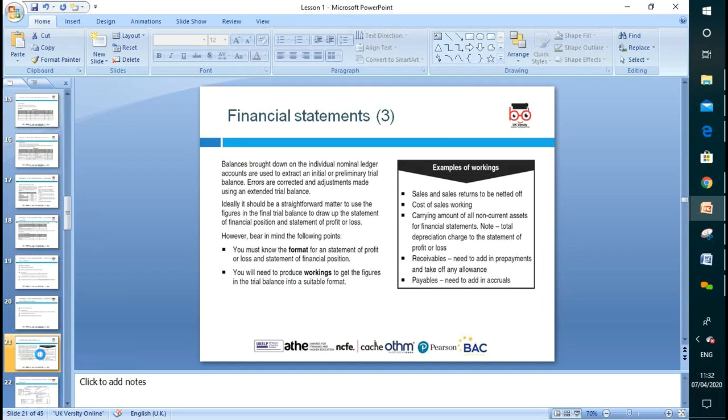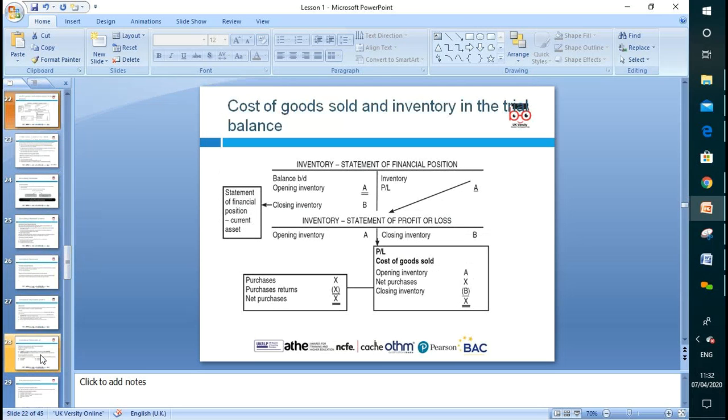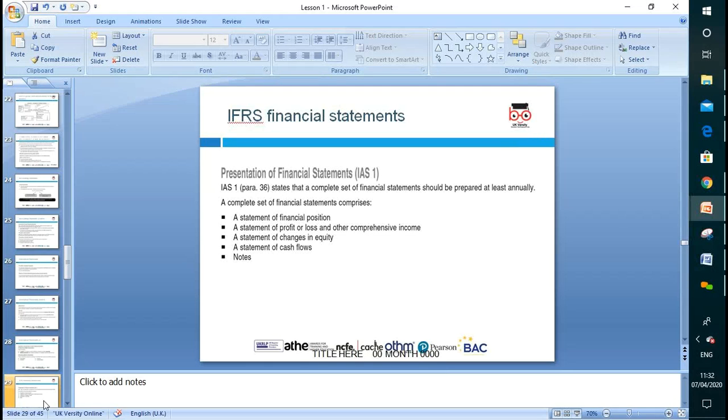So balances brought down in individual nominal accounts, then the initial trial balance and errors if we have any, we can prepare the workings as well. Okay, the cost of goods sold. If we have a manufacturing account, we need to find the cost of goods sold: opening inventory plus purchases during the year minus closing inventory. So we can find it, and the cost of goods sold goes in the profit and loss. Even if we are a manufacturing company, we can calculate the cost of goods sold or the cost of goods manufactured within the company.